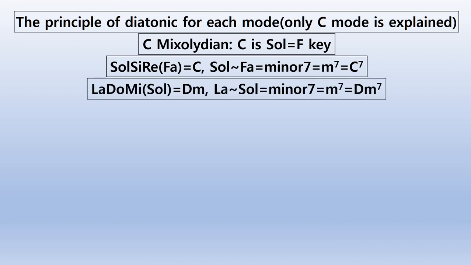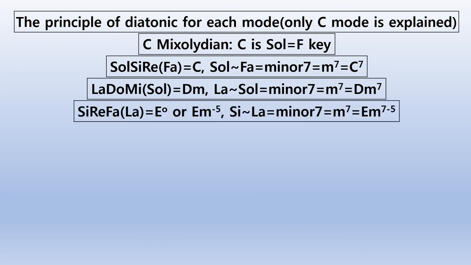The second La Do Mi triad is D minor, and the above note Sol is a minor seventh from La, so La Do Mi Sol is in D minor 7. The third Si La Pa triad is E diminished or E minor flat 5, and the above note La is a minor seventh from C, so Si La Pa La is E minor 7 flat 5.